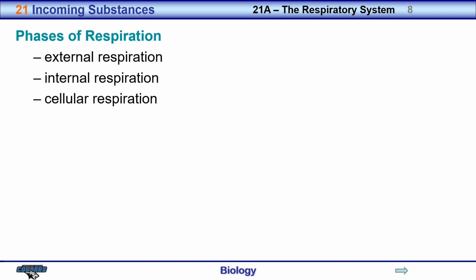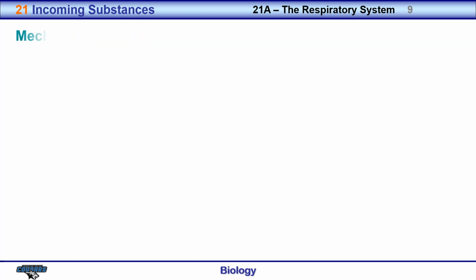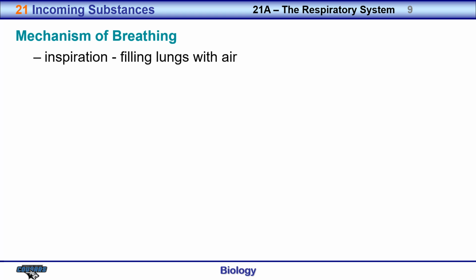Now, it's cellular respiration that requires oxygen from the air we breathe. And then the carbon dioxide we breathe out comes from cellular respiration. So cellular respiration is kind of like the turning point. The mechanism of breathing involves the movement of outside air into the alveoli and then out again. Inspiration is the word that we use for filling our lungs with air. And then expiration is the forcing of air out of our lungs. So inspiration is like when we inhale, and then expiration is like when we exhale.